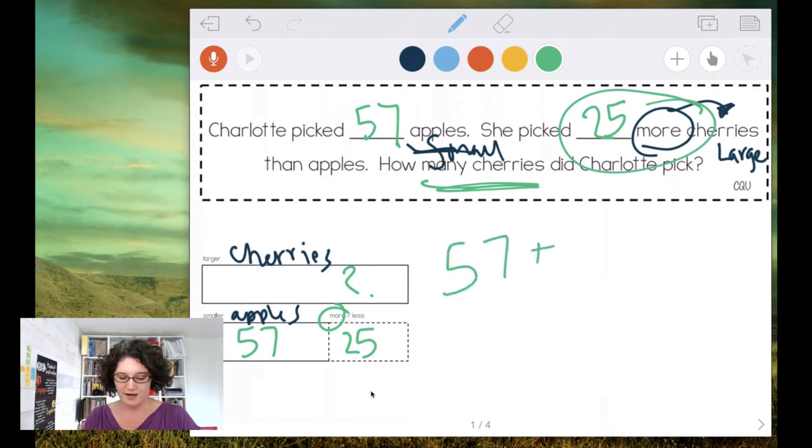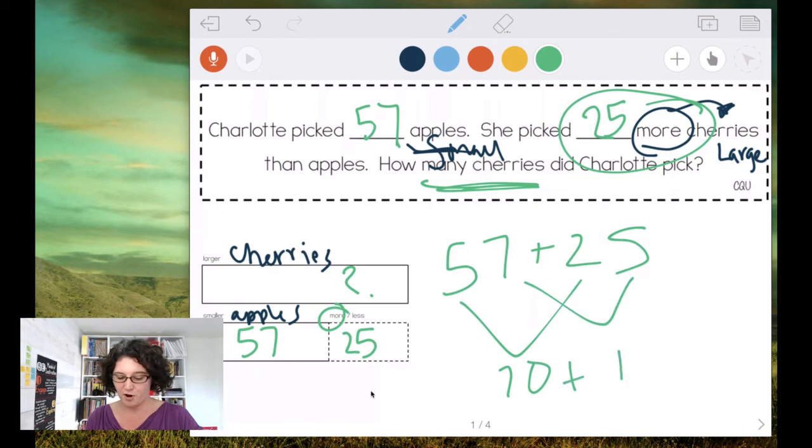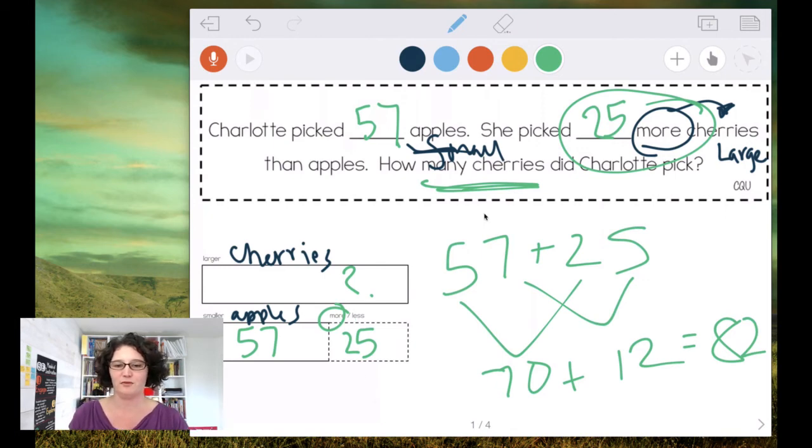So 57 and 25, I'm just going to combine them this way instead of using a number line. Just gives you another option on how to solve the problem. Becomes 70 plus 10, which now equals 90, 80, 82. There we go, which now equals 82 cherries that she picked. And so different ways to solve those different problems.